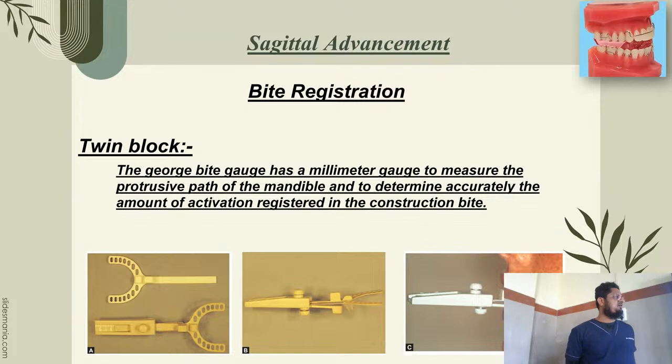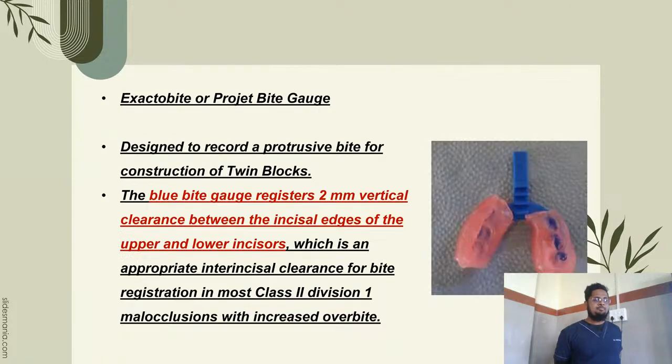Sagittal advancement, taking the construction bite. First is the twin block appliance. For taking the construction bite, the George bite gauge is used, which has a millimeter gauge to measure the amount of advancement in the protrusive path of the mandible, to determine the accurate amount of activation registered in the construction bite. The Exacto bite gauge can also be used. It is designed to record a protrusive bite for construction of the twin block.